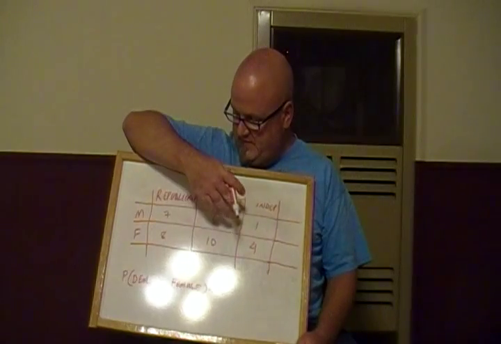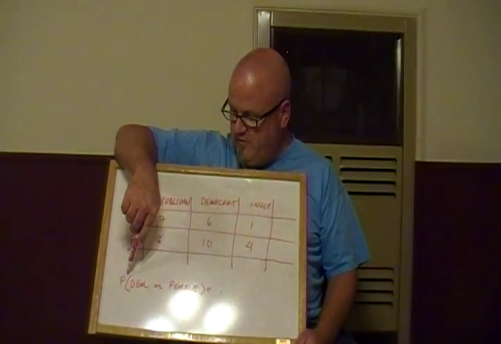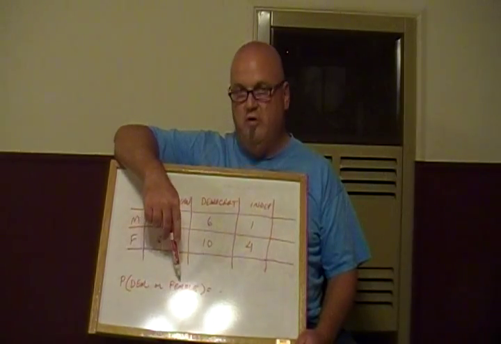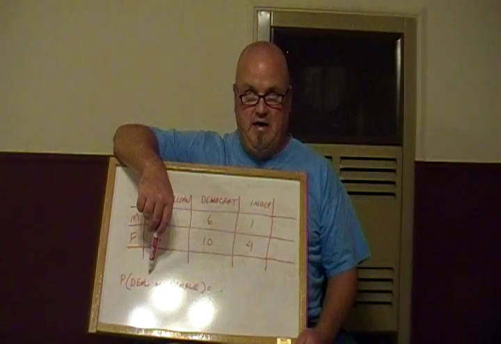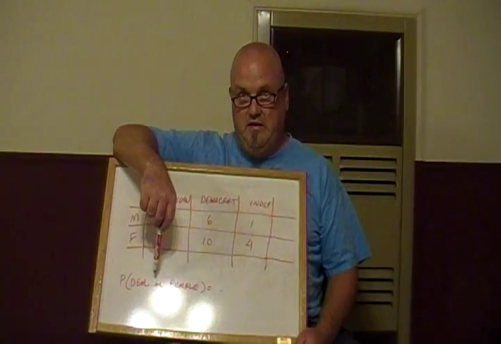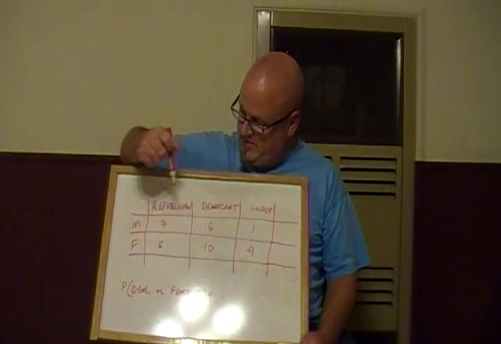When you have this type of data, these are not mutually exclusive events. What we're looking for is the probability of finding a Democrat or a female. They're not mutually exclusive because they both can occur at the same time. A person can be both female and Democrat at the same time. So these are non-mutually exclusive.